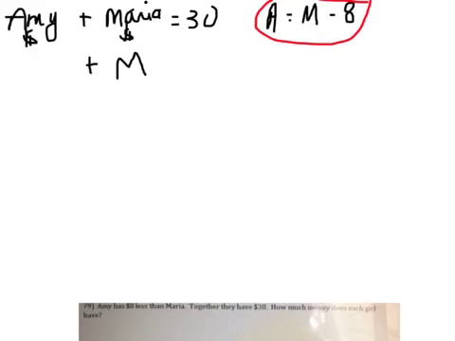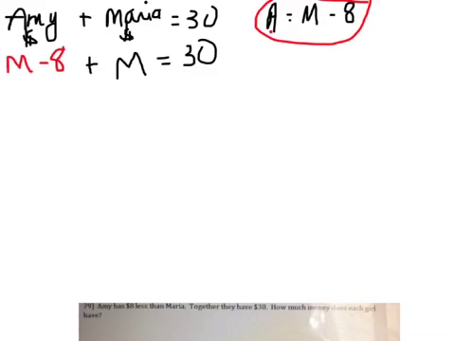We have A in terms of M is how we say that. Amy, I could put an A, or I could put M minus 8, because what she has is Maria minus 8. I could put that in parentheses, but I'm just not going to, because I don't really need it here since it's the first term that I put in there. Okay, and when we add their money together, they have $30.